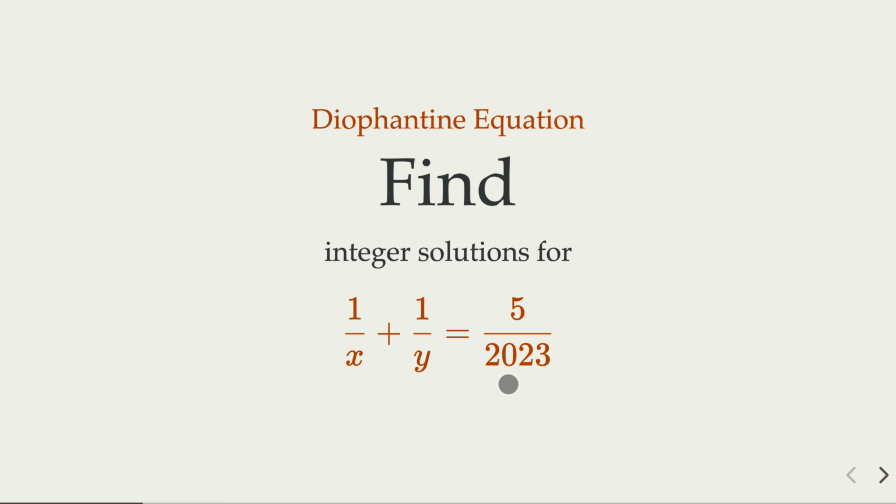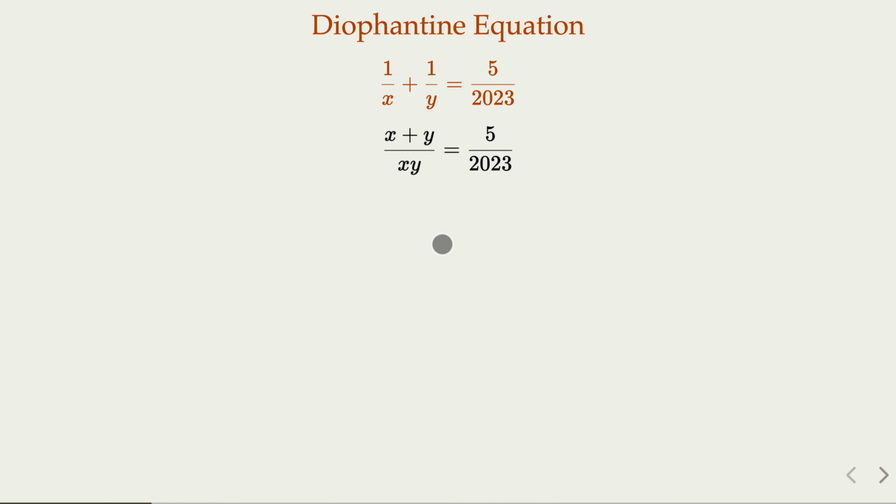This is another number challenge problem with the number 2023. Here we also try to find an integer solution for 1 over x plus 1 over y equals 5 over 2023. Now, of course, for this fraction, what you want to do is to combine the two fractions. Let's do that. So what we get is this, and then you use the cross product to turn that into an equation.